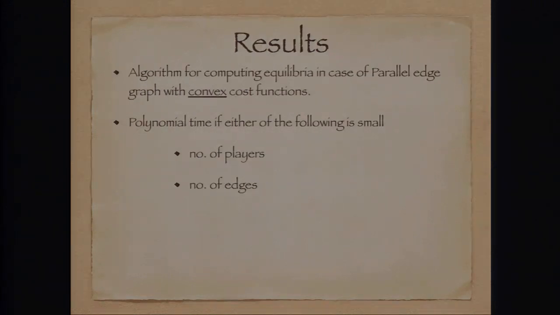Now coming to our results, we showed that if we consider a network with parallel edge graphs with convex cost functions, we can compute the equilibrium in polynomial time if either the number of edges is small or the number of players is small.